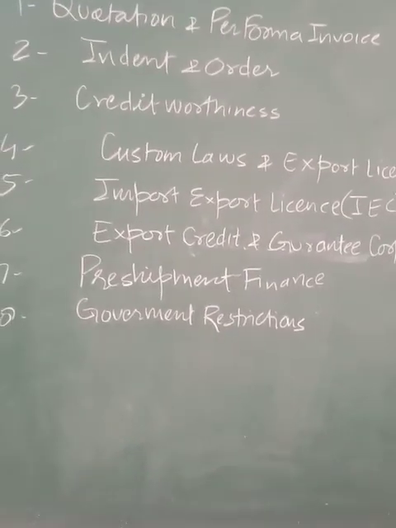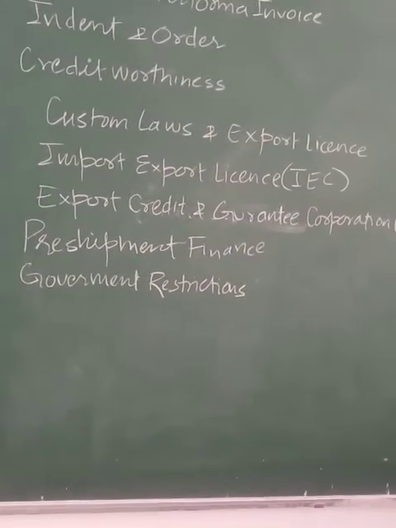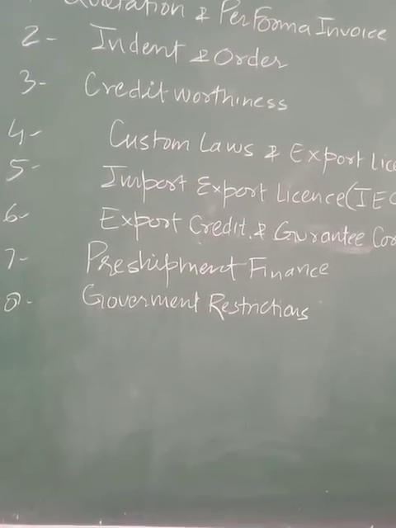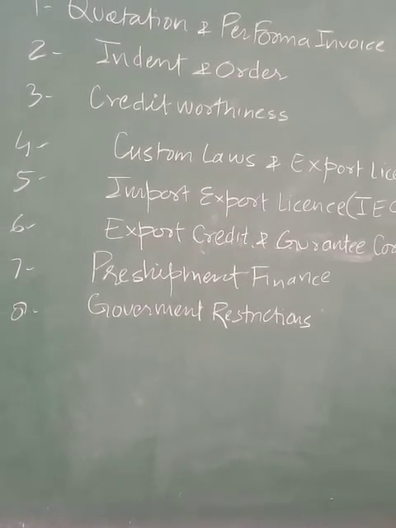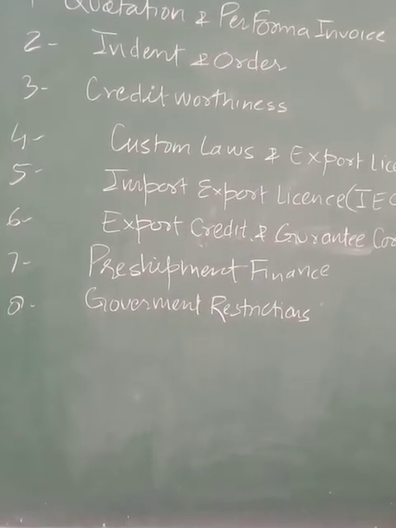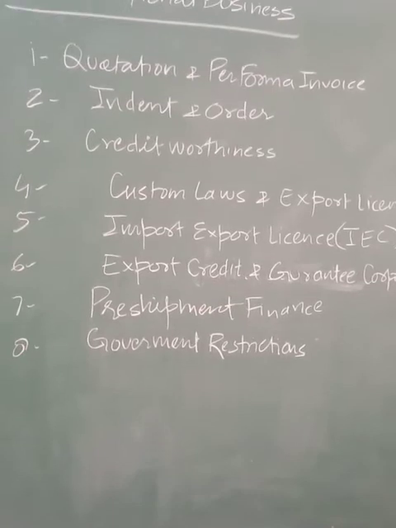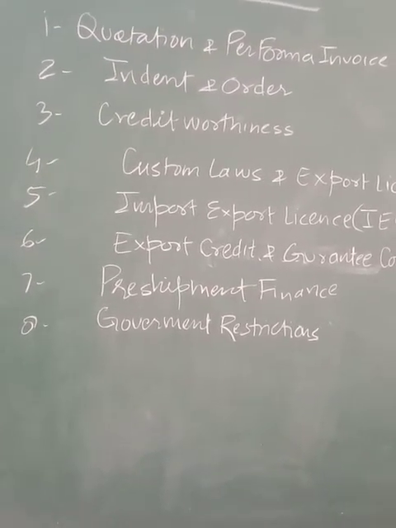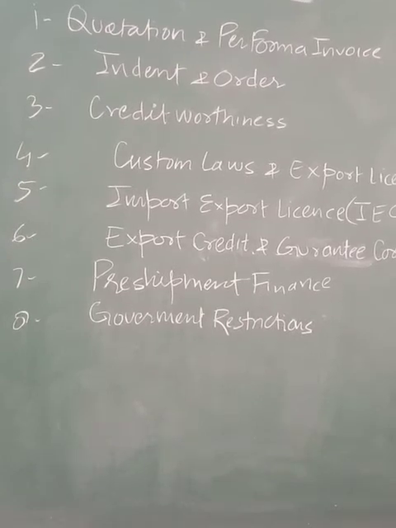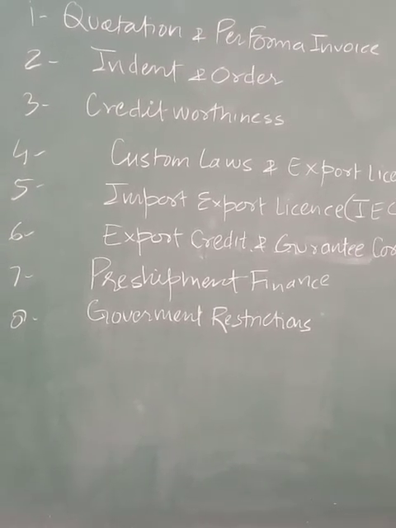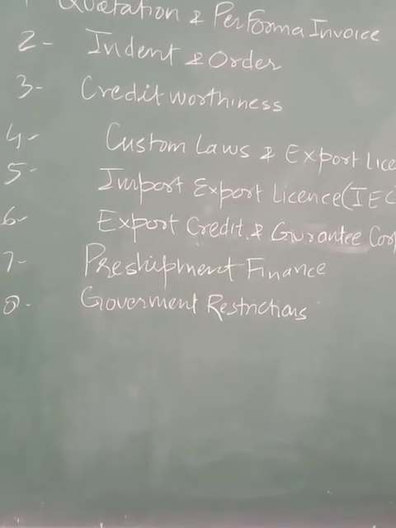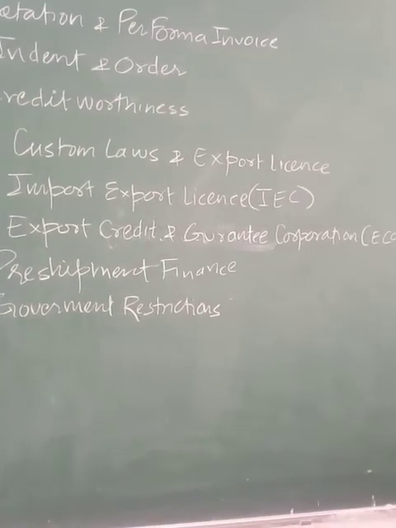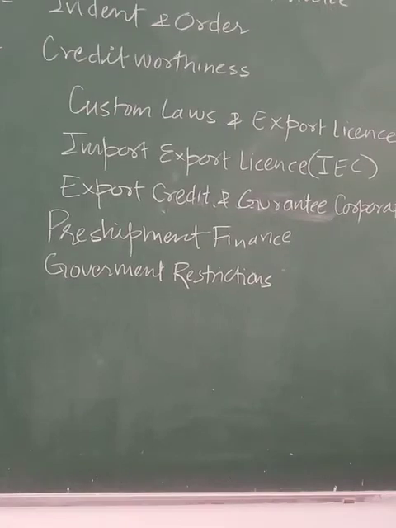Then another one is pre-shipment finance. After getting all the certificates, IEC and ECGC, the businessman, the exporter has to meet their banks to get pre-shipment finance, in which they get financial support from financial institutions and commercial banks for getting raw material, for purchasing machinery, for producing the product, and to transfer the product from one place to another. Pre-shipment finance is related to the production and collection of all the resources for production.